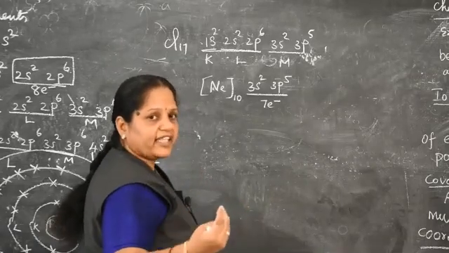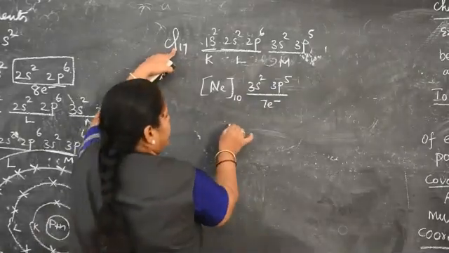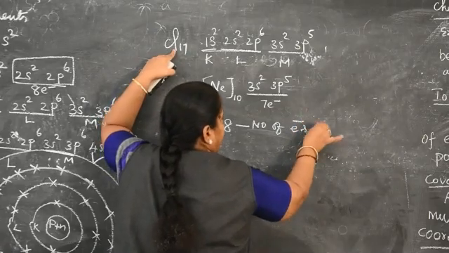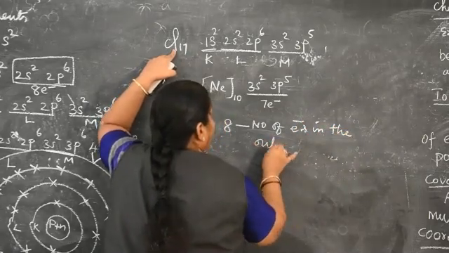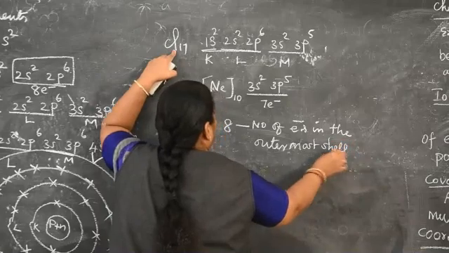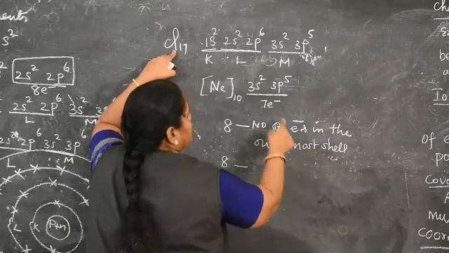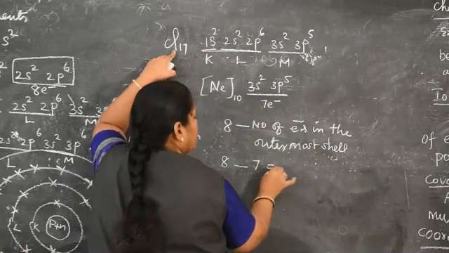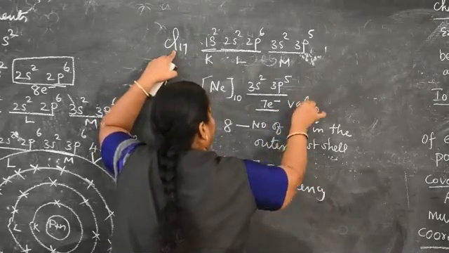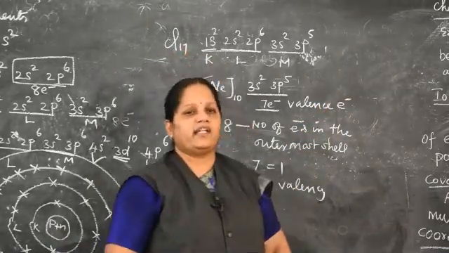This value is greater than 4. That's why what is the valency of chlorine? The formula is 8 minus the number of electrons in the outermost cell or valence cell. So what is the answer? 8 minus the valence electrons. The number of electrons in the outermost cell for chlorine is 7. So the valency of chlorine is 1, and the 7 electrons are the valence electrons. Okay. In this way you calculate valency.